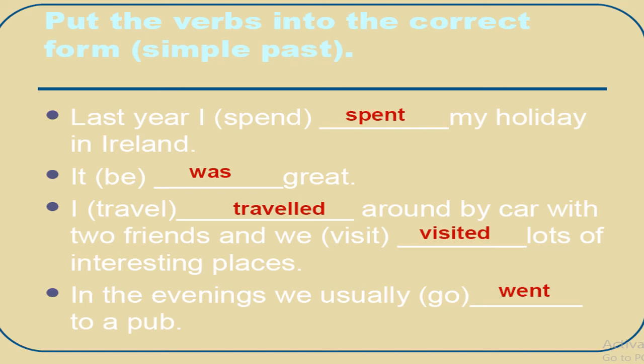Now let's practice the past simple tense. Put the verbs in brackets into the correct form. Now together we'll answer the first example. Last year I spent my holiday in Ireland. The subject is I and the verb is spend. Spend here is an irregular verb, so we replace it by spent. So it becomes last year I spent my holiday in Ireland.